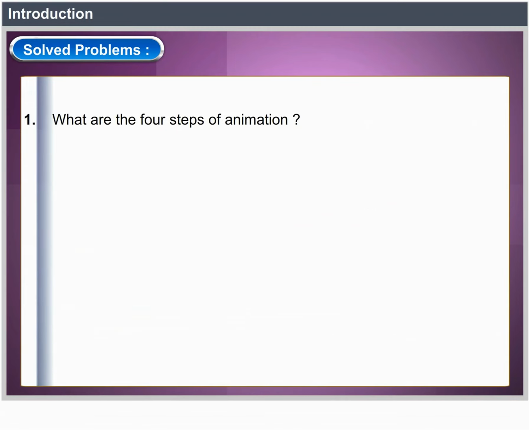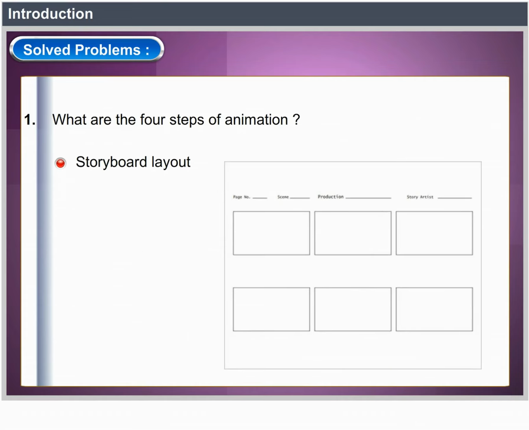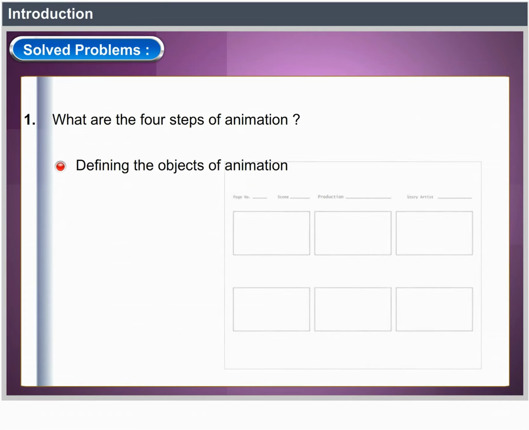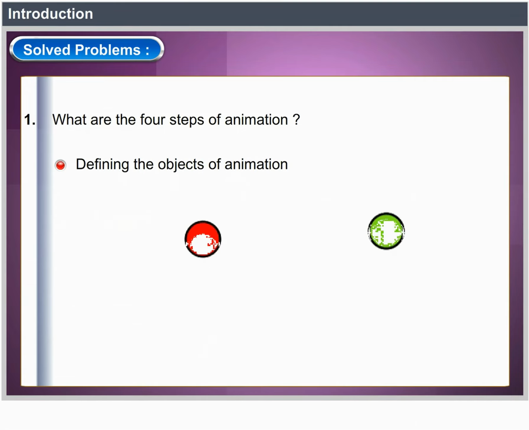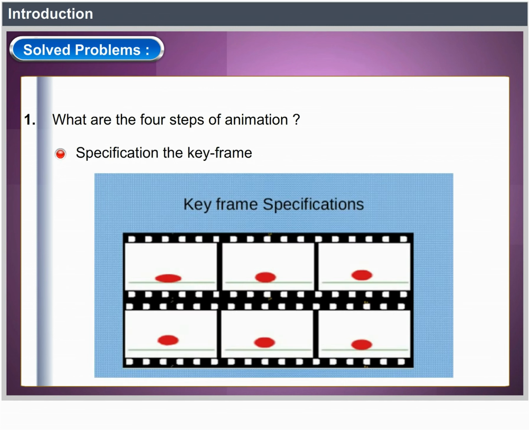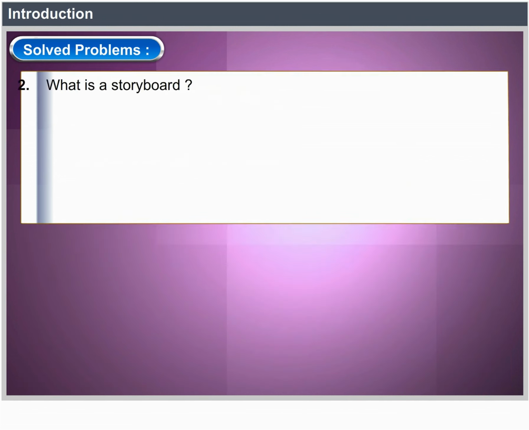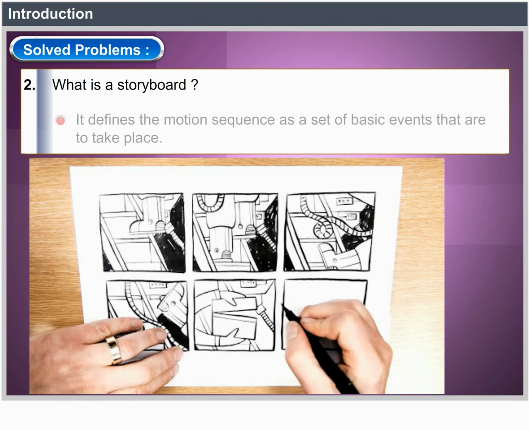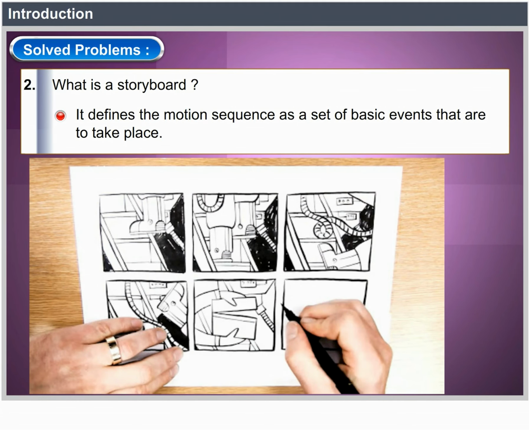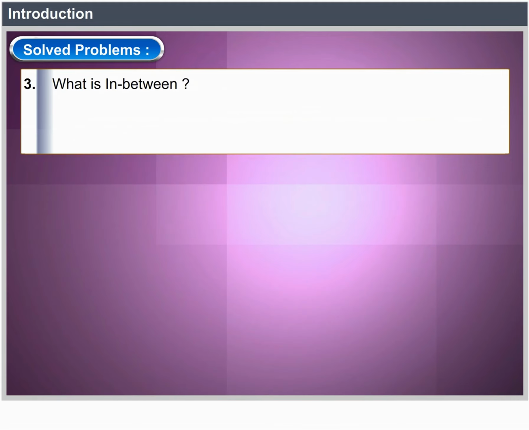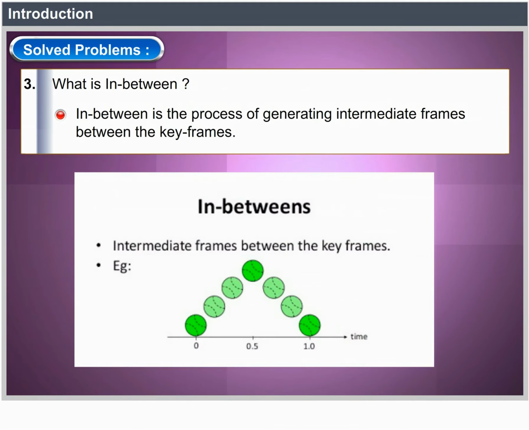What are the 4 steps of animation? Storyboard layout, defining the objects of animation, specification of the keyframes, in-betweening of the keyframes. What is a storyboard? It defines the motion sequence as a set of basic events that take place. What is in-between? In-between is a process of generating intermediate frames between the keyframes.